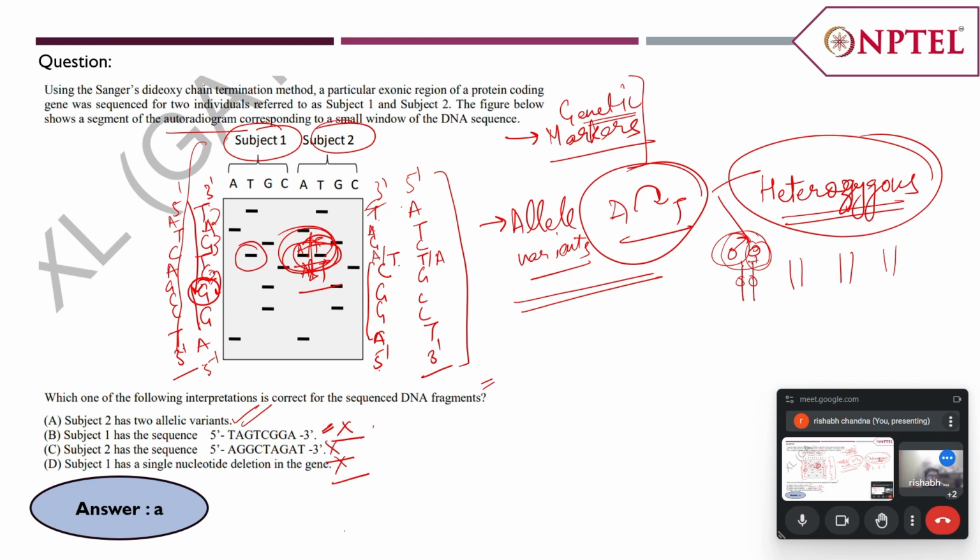For example, just for example, I'm taking height. So for tall height, it's capital H, and for small height, it's small h. So this variant can be capital H, and this variant can be small h. Okay. So these are two allele variants that can be present in subject 2. That is why it is showing two bases at the same position. Okay. So any doubts?